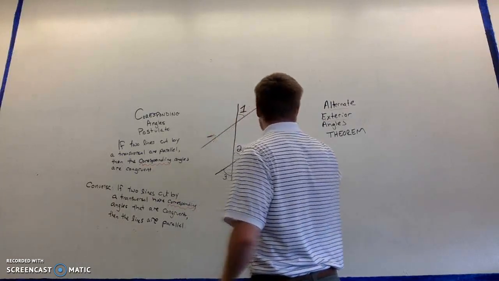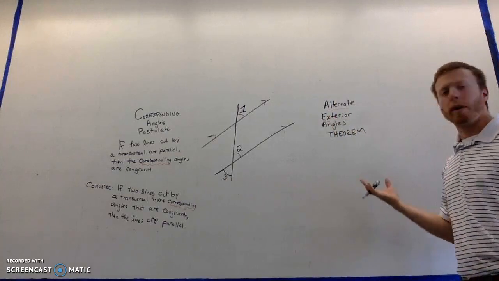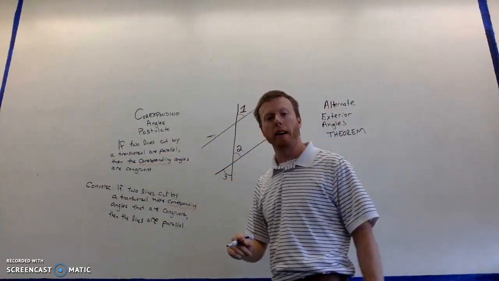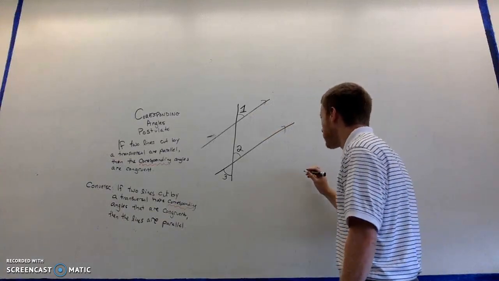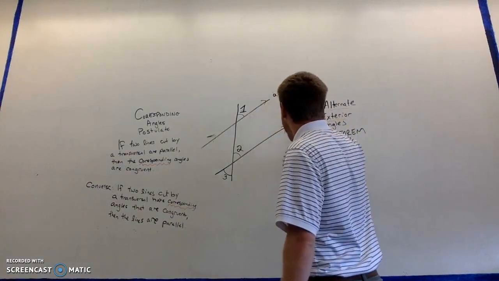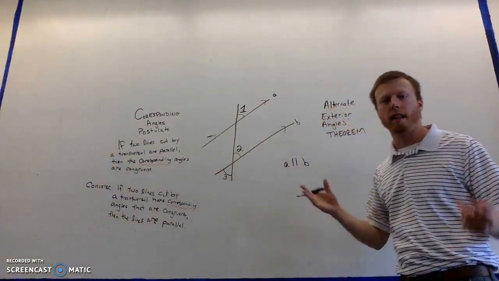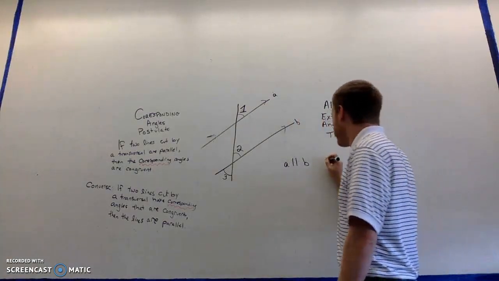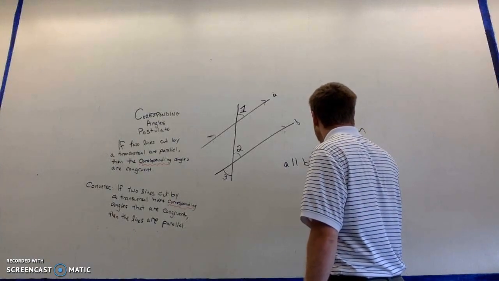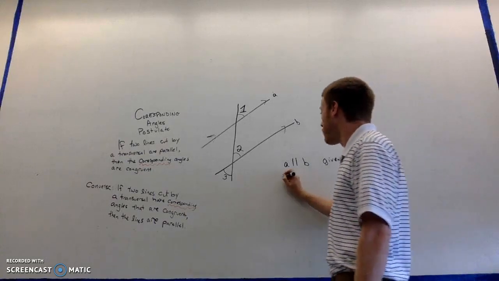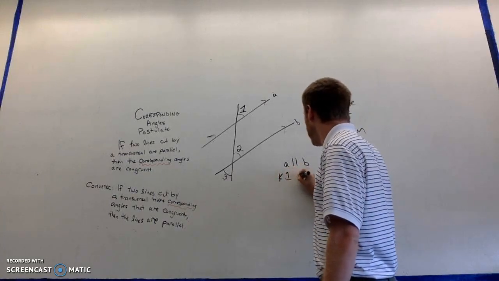Okay, if the lines are parallel, what can we conclude? Well, the postulate says that if the lines are parallel, then the corresponding angles are congruent. So we start with the first set of information here. Let's call the lines A and B. Okay, A is parallel to B. That's given. Next, we can say that angle 1 is congruent to angle 2.